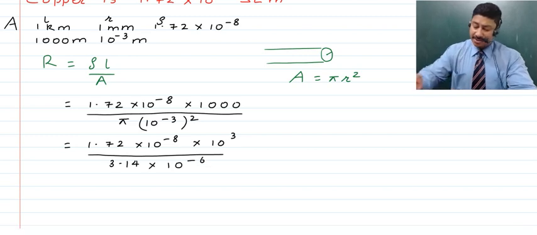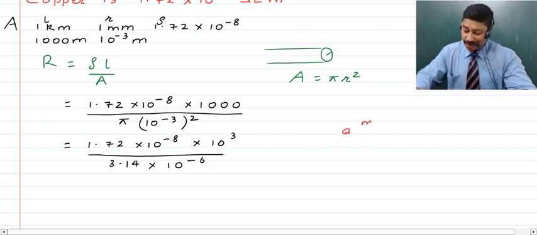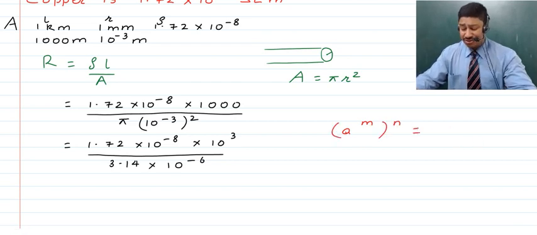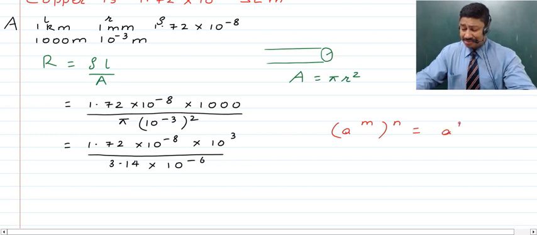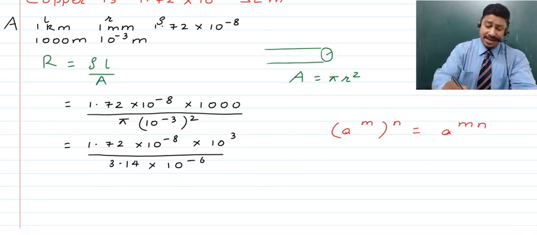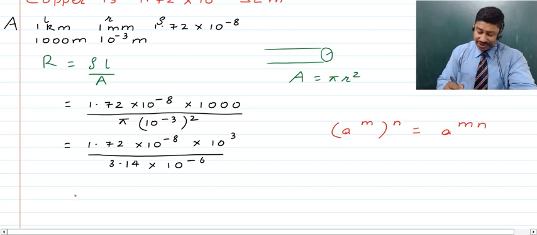Now here children, remember that if you have some a raised to the power m, which is whole raised to the power n, then by the rule of indices or exponents, we know that that becomes equal to a raised to the power m into n. So we apply this rule as such here. Next, now this becomes minus 3 into 2, that is minus 6.